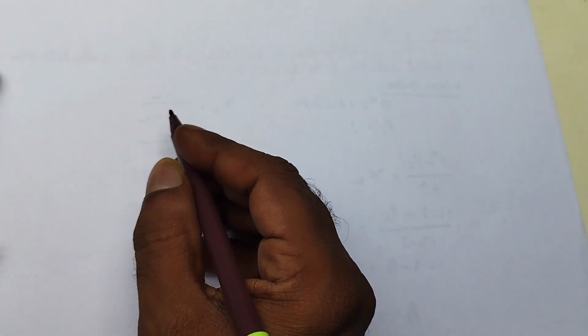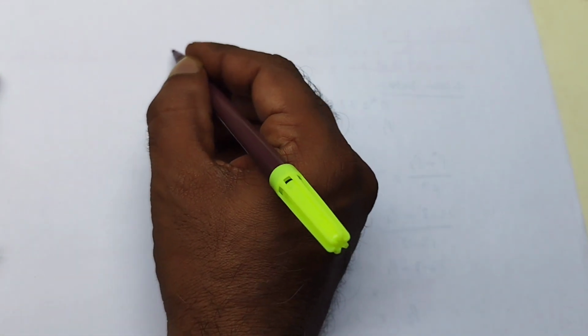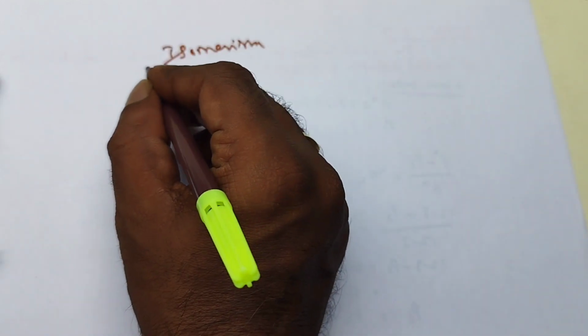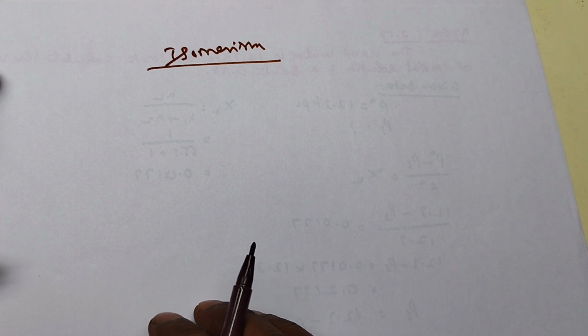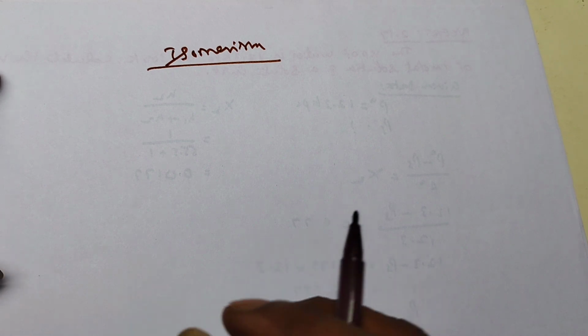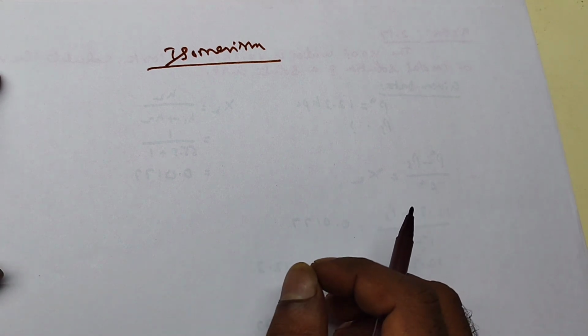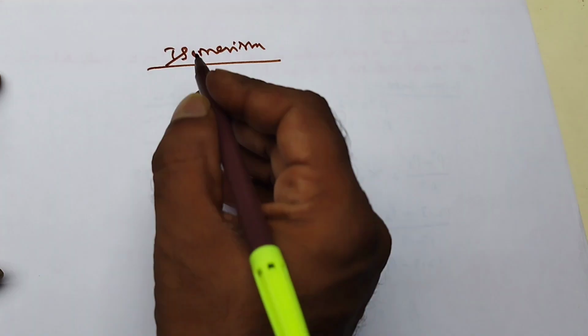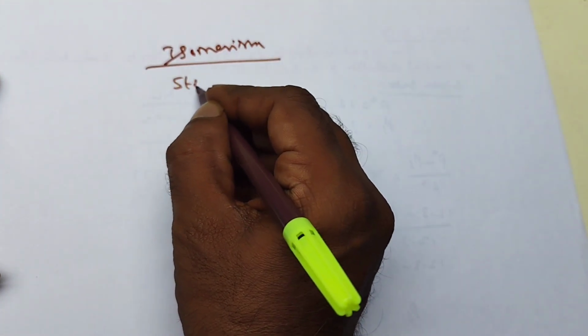Last class we discussed isomerism. In that, we discussed structural isomerism. Under structural isomerism, we covered chain isomerism, position isomerism, functional isomerism, metamerism and tautomerism. Now we are going to discuss stereoisomerism.